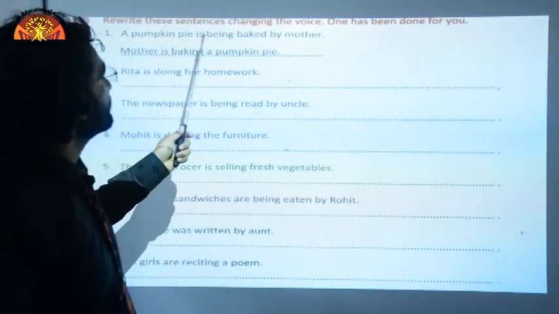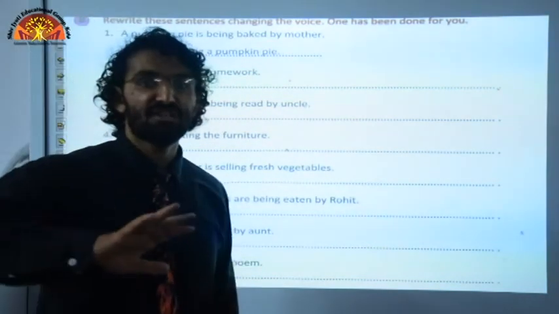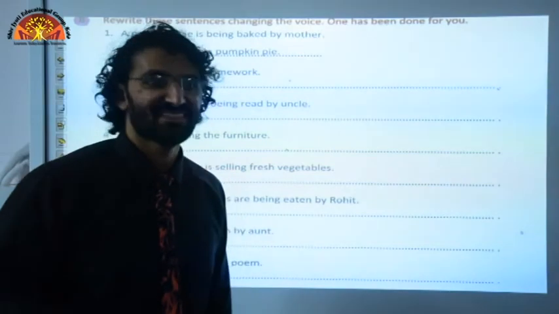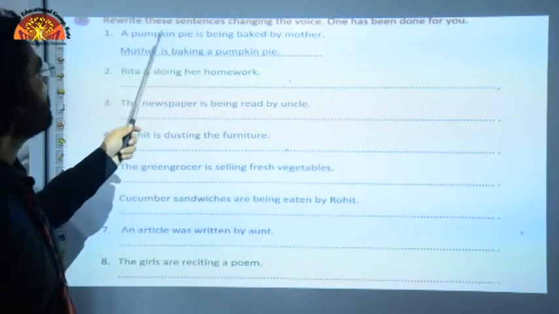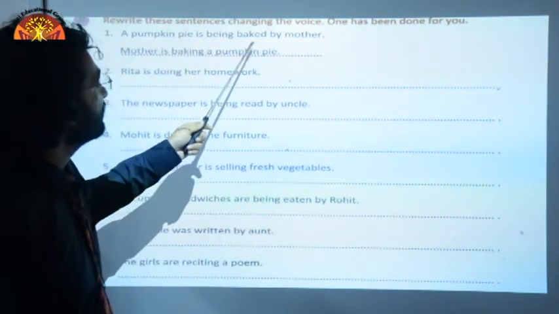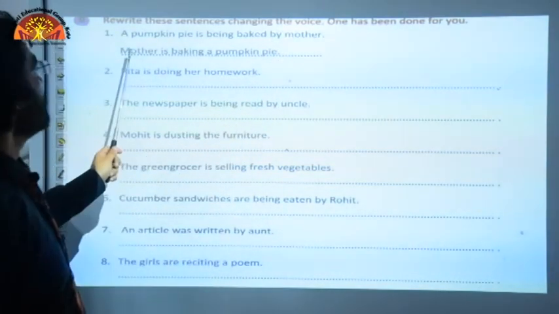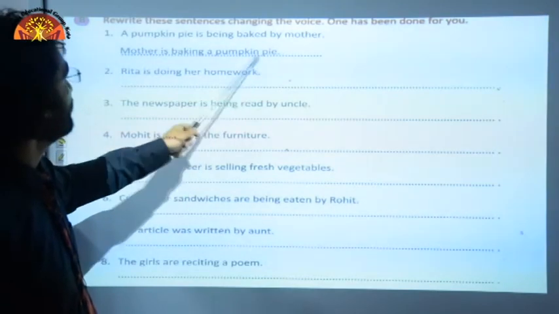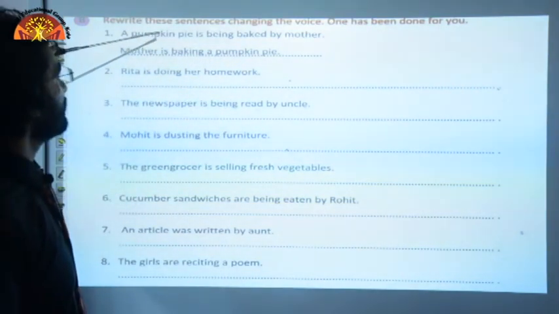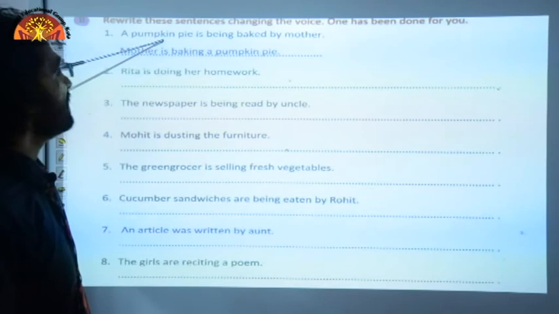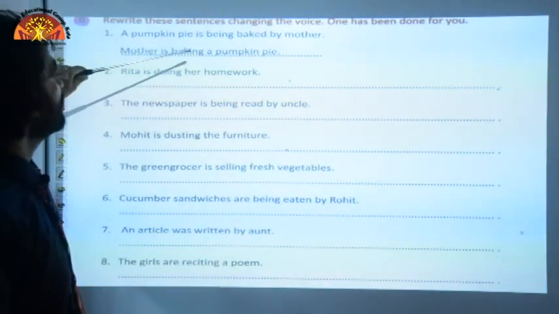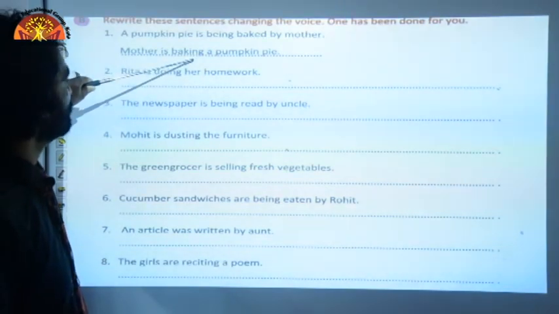Rewrite these sentences changing the voice. One has been done for you. Which one has been done for us? Obviously, the first one. A pumpkin pie is being baked by mother. Mother is baking a pumpkin pie. Okay, this is in the passive voice. We have changed it, we have converted it into active voice. Let's see the second one.